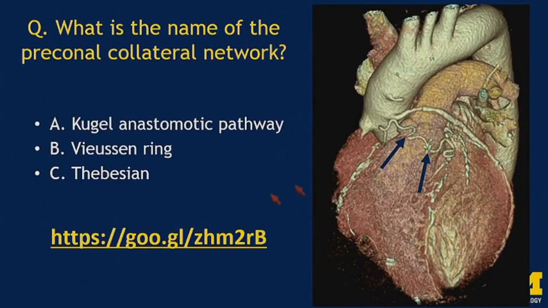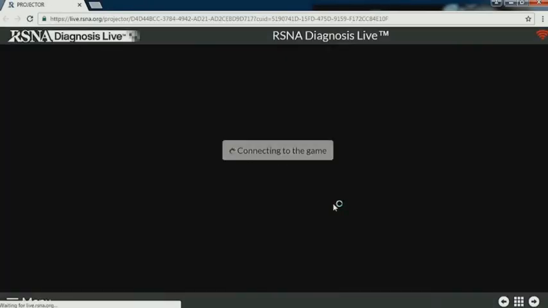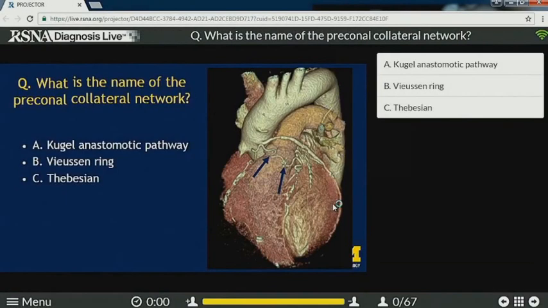So this brings us to our audience response questions. If you could use your mobile devices to answer this question. What is the name of this preconal collateral network? Is it Kugel's anastomotic pathway, Vieussens' ring, or Thebesian?